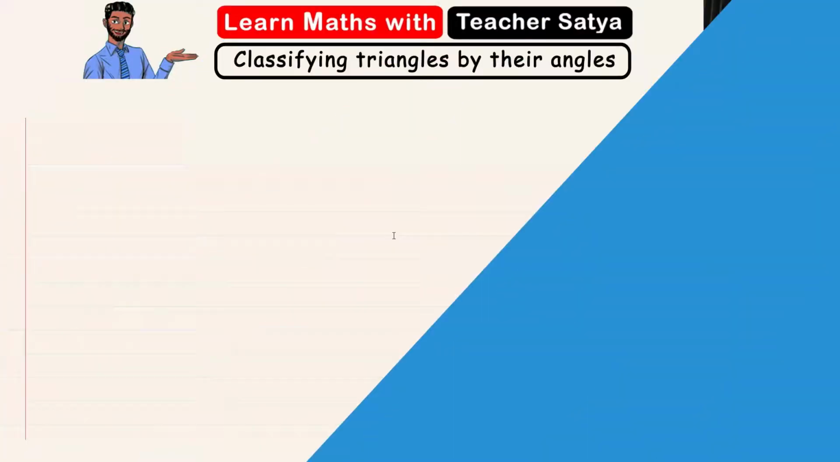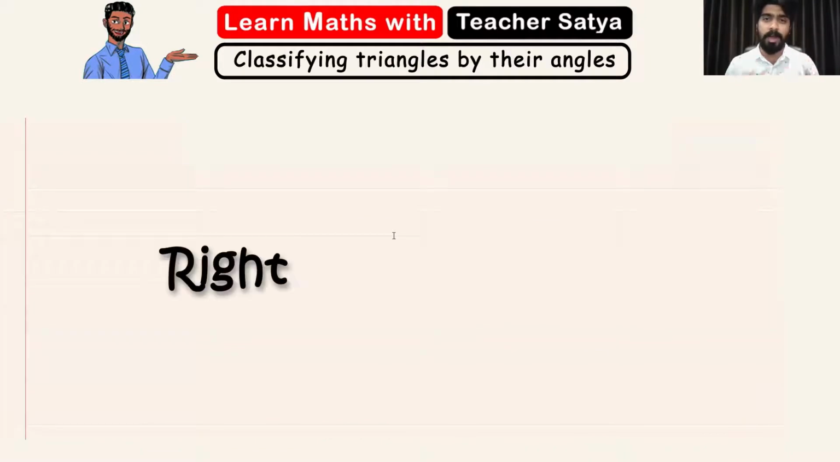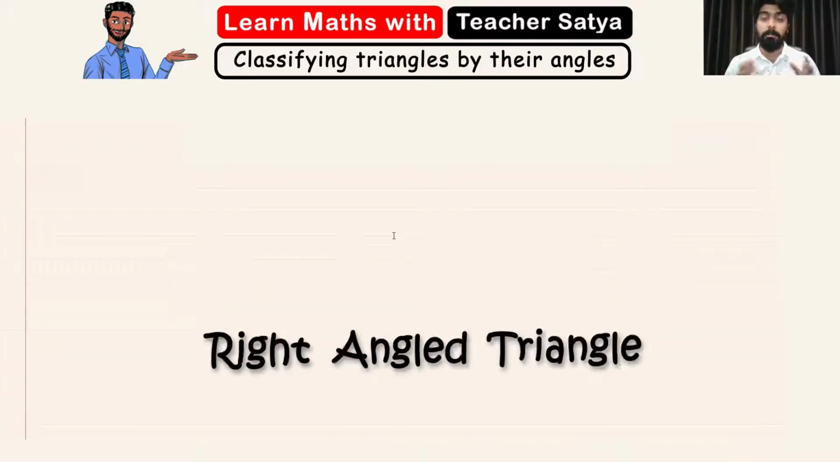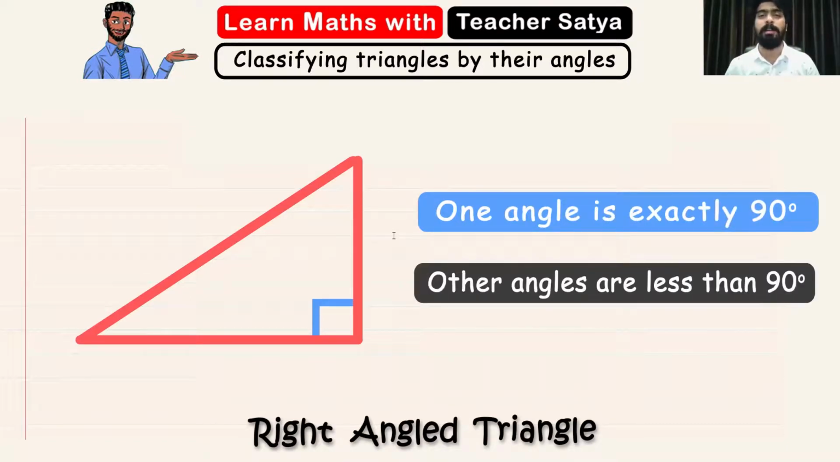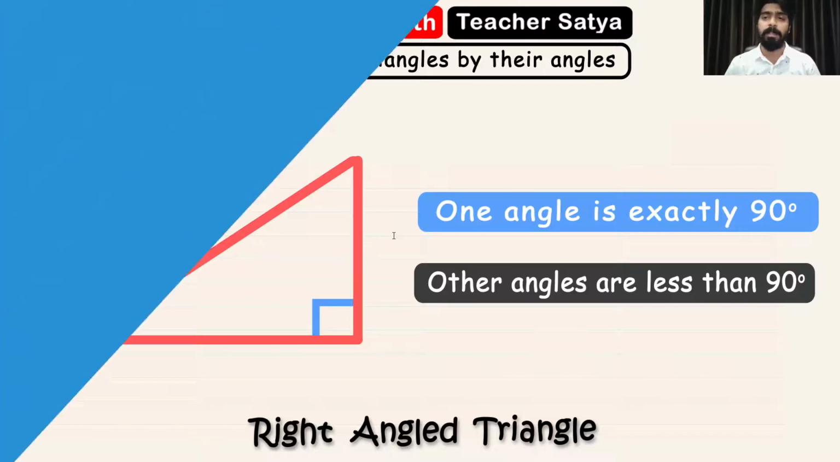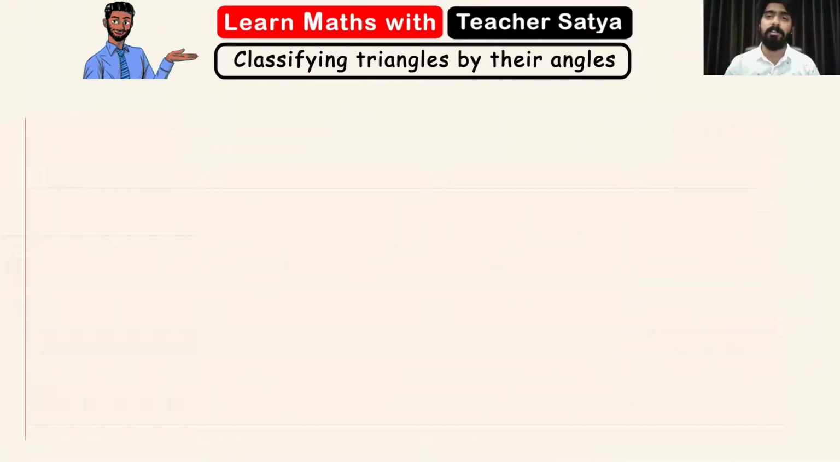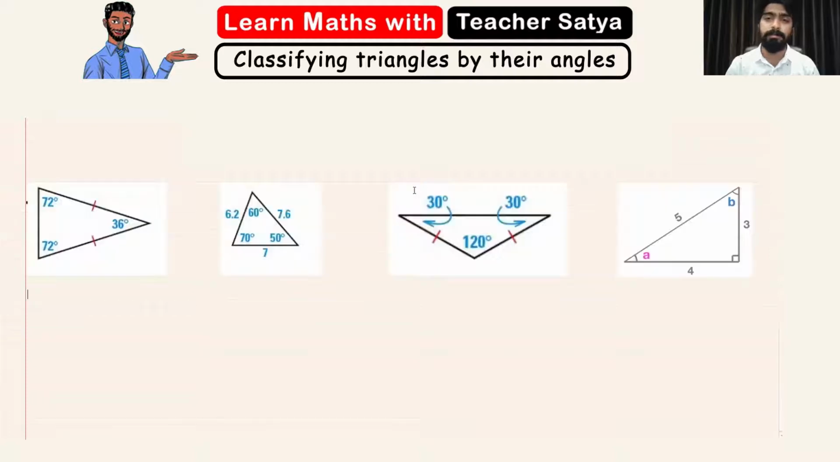The third type of triangle that we'll be talking about is a right angle triangle, and by the name itself we know that one of its angles will be a right angle and the remaining 2 angles will be acute angles. Now let's take this knowledge and start solving some questions, guys.